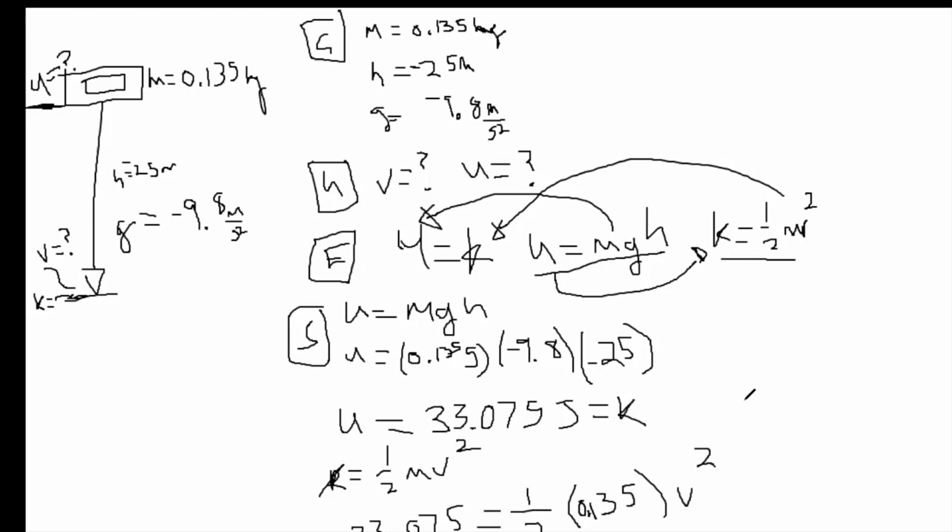Okay, now you should keep working underneath if you are working this. I'm going to come up here so I don't delete what I've written already, but also so you can continue to see me working. So 33.075 equals 1/2 of 0.135, if you put it in your calculator, is 0.0675 times V squared.